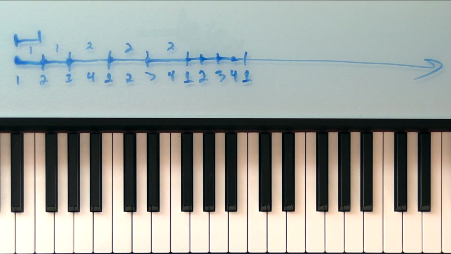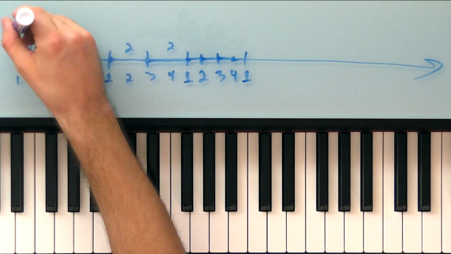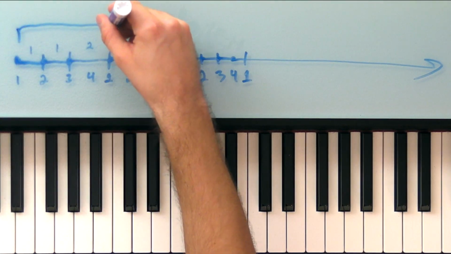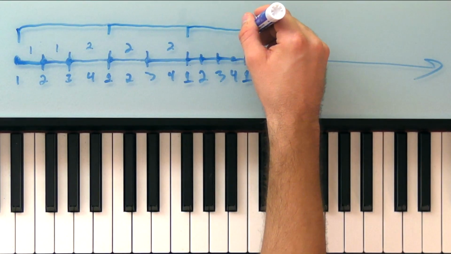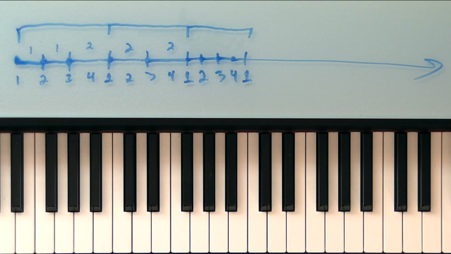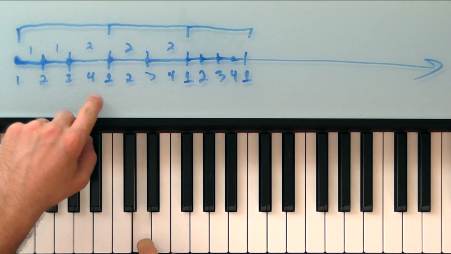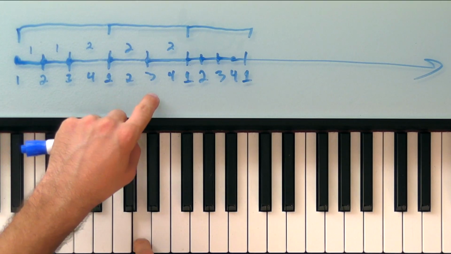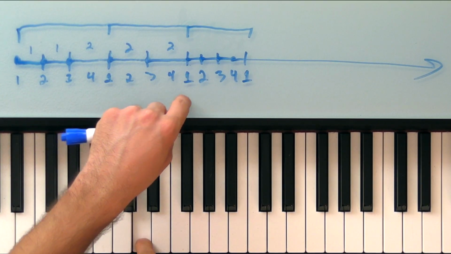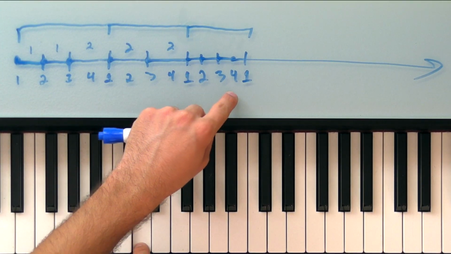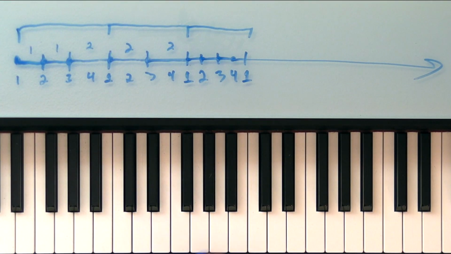So I would have 3 measures here. Measure 1, measure 2, and measure 3. And if I played it, it would sound like this. And I'm just picking a random note here to show you this on. But this would be 1, 2, 3, 4, 1, 2, 3, 4, 1, 2, 3, 4, and then 1 is where this ends, and we'd assume that the song would keep going.